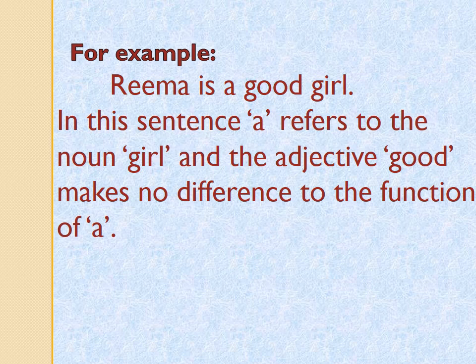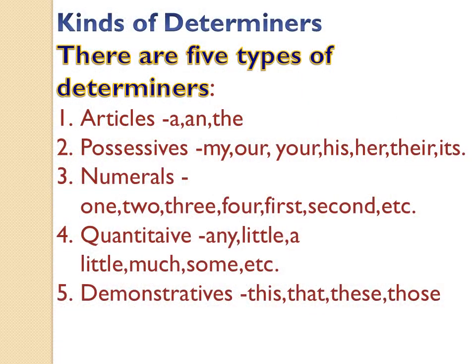So the determiners are the words which are directly related with noun or noun phrases. Okay students, I hope now this term is clear to you. Let's move further, and now we will discuss the kinds or types of determiners.